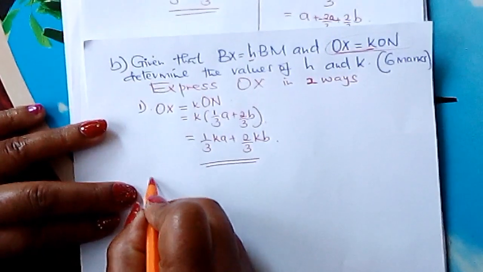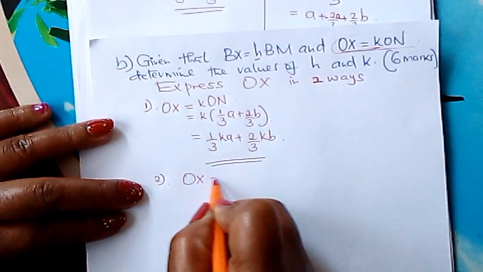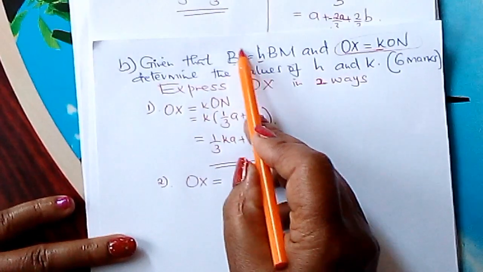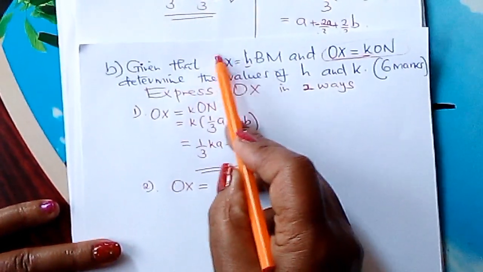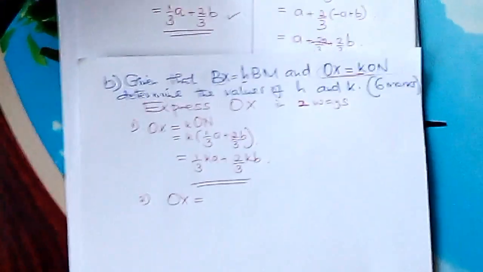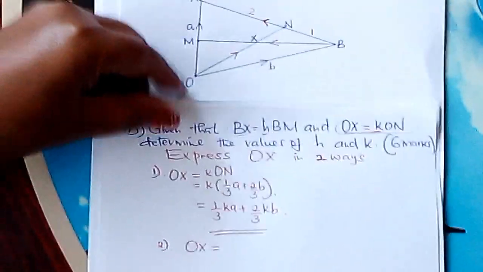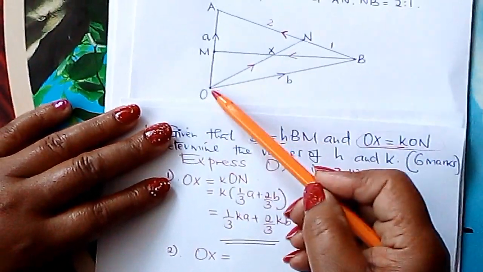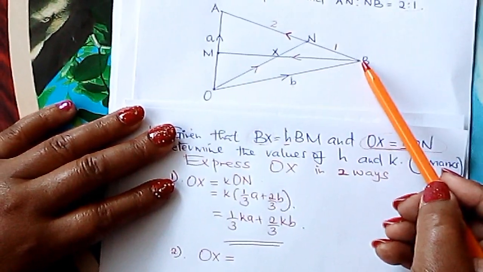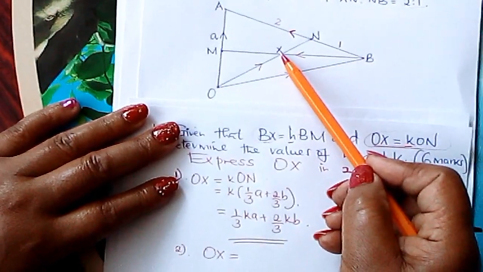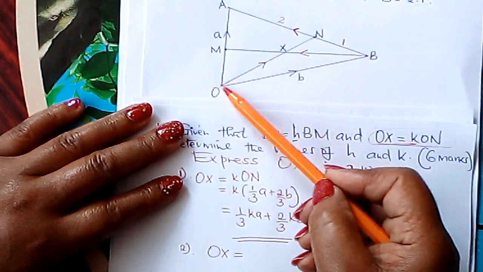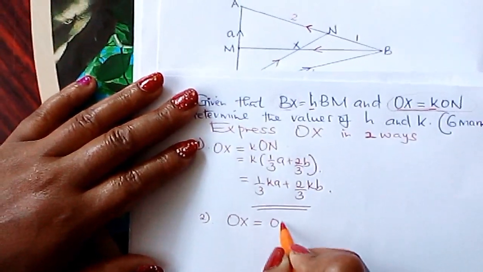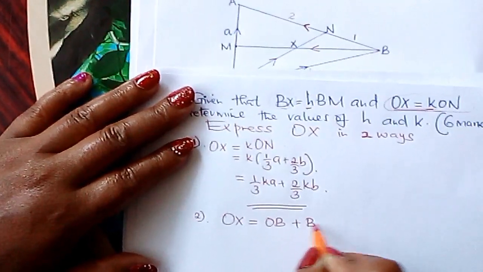Learner, we go to the second way of expressing OX. To express OX using the second way, you have to use this route here, BX. Make sure you use it. So you go to your diagram. You talk of OX, learner, is equals to OB, look at that, plus BX. There we have our BX. So OX is the same as OB plus BX. We write it here: OX is equals to OB plus BX.